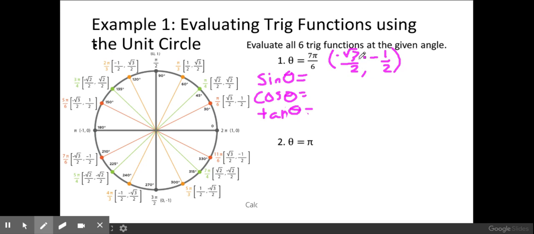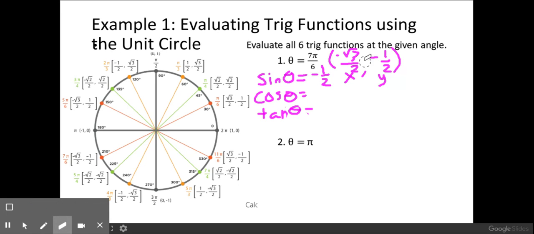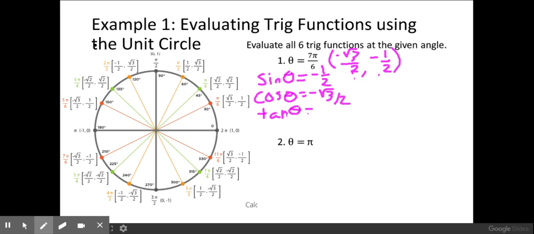So now using these, we have to think of our rules of x and y. So this is x, and this is y. Sine goes with the x value. So sine of theta is negative 1/2. The x value goes with cosine of theta. So cosine is negative square root of 3 over 2. And the tan of theta is equal to y over x. So I always like to think of it just the top one over the bottom one. So this is negative 1/2 over negative square root 3 over 2.